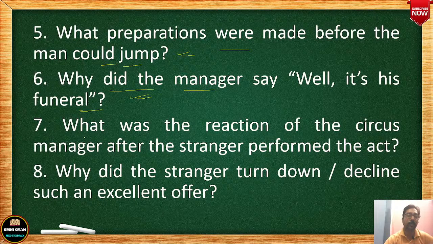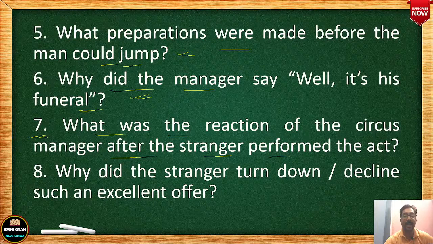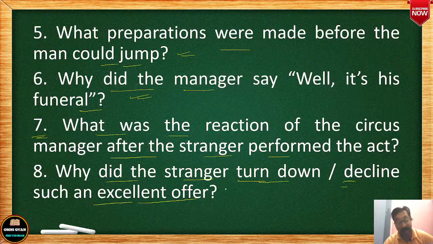Number seven, what was the reaction of the circus manager after the stranger performed the act? The circus manager was very, very happy and said that it was a first-rate act and that it could bring money into our pockets. So a lot of money is going to come in after this act. Why did the stranger turn down such an excellent offer? The stranger declined the excellent offer because it was the first time that he was doing such an act, and he did not want to risk his life. After all, if there is life, there is everything.